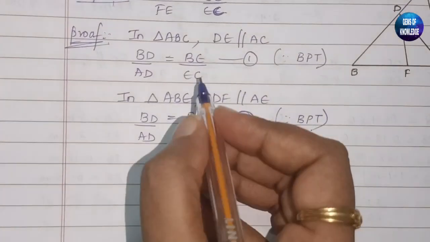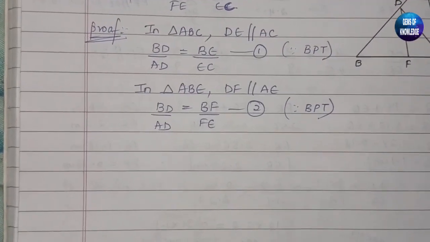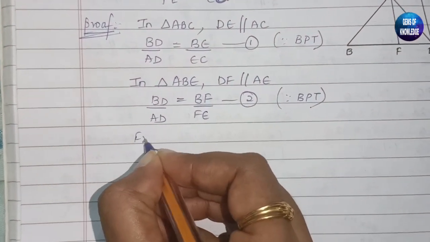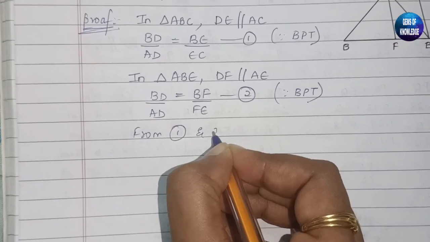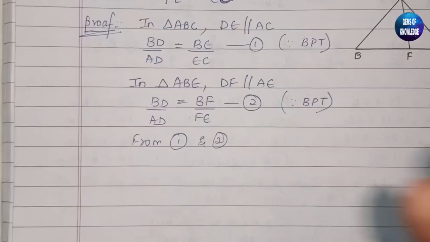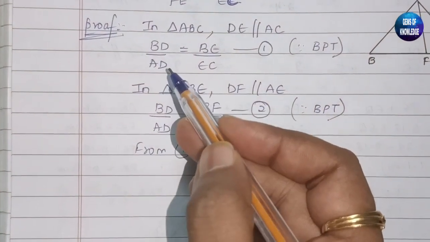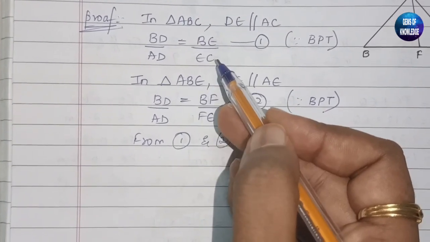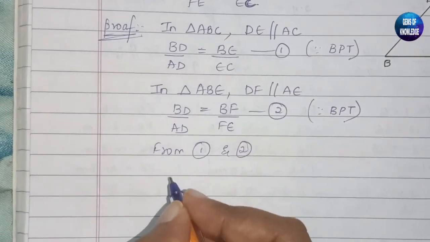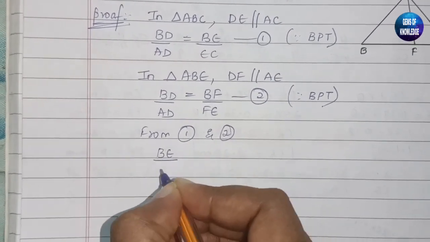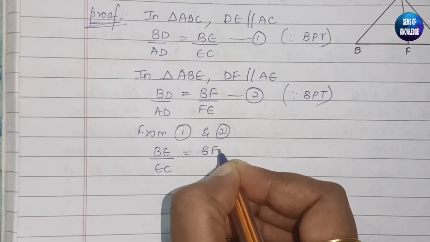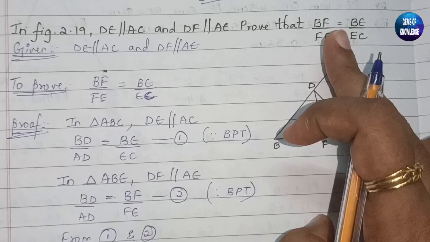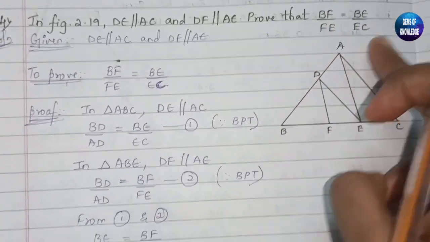So as you can see from equation 1 and 2, here you can see BD by AD, here also you will get BD by AD. So both are equal: BE by EC is equal to BF by FE. So we can write BE by EC is equal to BF by FE. This is what they are asking us: BF by FE is equal to BE by EC.